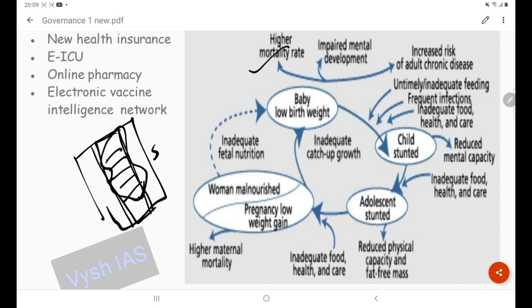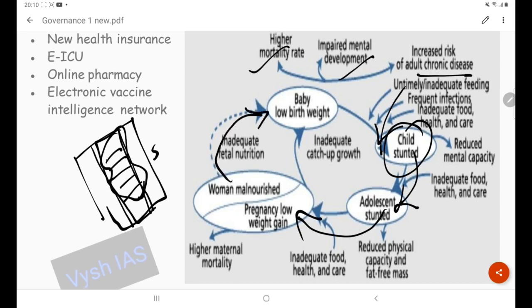So here look at this flowchart: higher mortality rate, impaired mental development, then adult chronic disease. This is again linked with child stunting. If a child is stunted, then adolescent stunting comes, then it results in women's malnourishment. Again the fetus will suffer. Then this goes into a vicious cycle. Like this you can include innovative flowcharts.